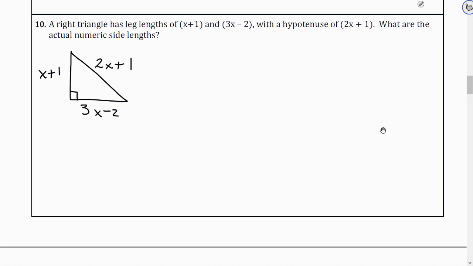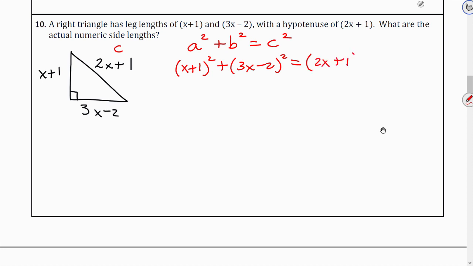Well, when I think about side lengths of right triangles, I think of the Pythagorean theorem, which is a squared plus b squared equals c squared, where c is the hypotenuse. So this one right here is going to be c. The other two, a and b, don't really matter so much, so I'll plug those in. (x plus 1) squared plus (3x minus 2) squared equals (2x plus 1) squared.